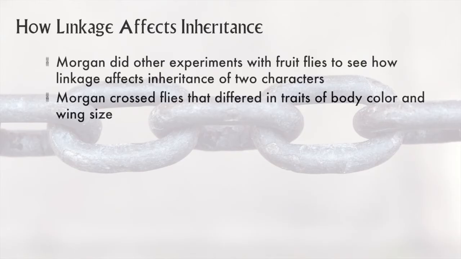But had he chosen different characters or an organism with fewer chromosomes, his results would have been even more difficult to interpret. But as we now know, genes located on the same chromosome are likely to be inherited together in this phenomenon called linkage.